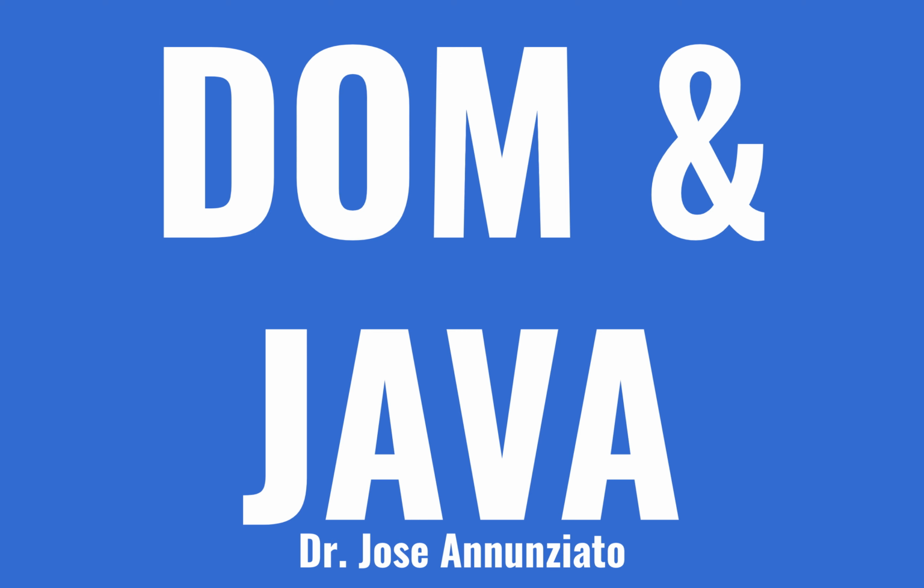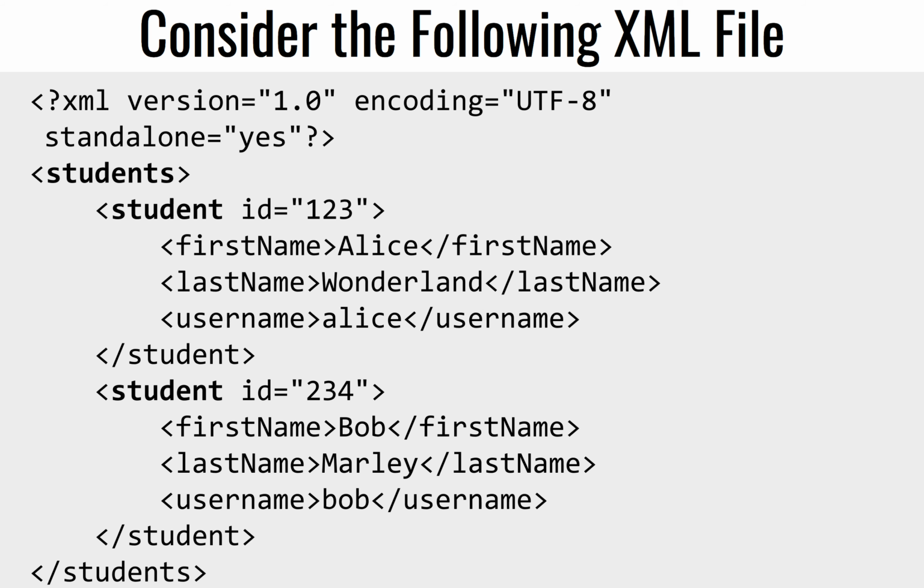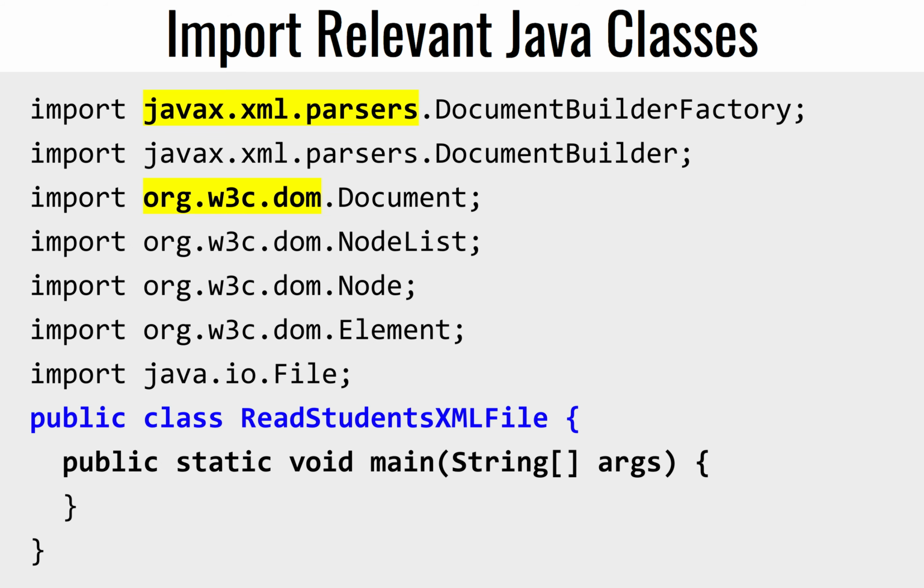We have the same type of support in Java that allows us to map these two worlds. So let's take a look at a real quick example here where we have students that contain several students. We have Alice and Bob, each one with first name, last name, and username. And we would like to be able to read and map it to a Java representation.